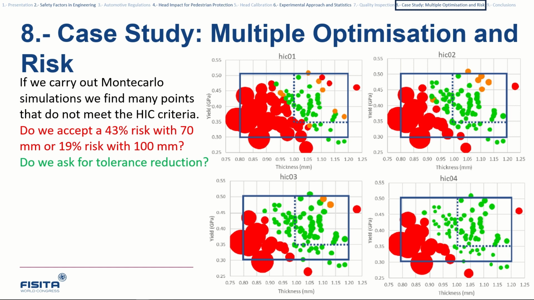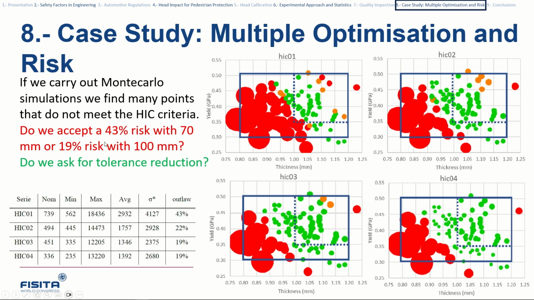Do we ask for a tolerance reduction? So instead of having this tolerance, can we move here to this smaller tolerance? This has an impact on price. So let's study this. Okay, this will be the nominal value where we do the deterministic, the minimum, the maximum, the average, and the normal distribution for these 100 simulations with 70, 80, 90, and 100 millimeters.